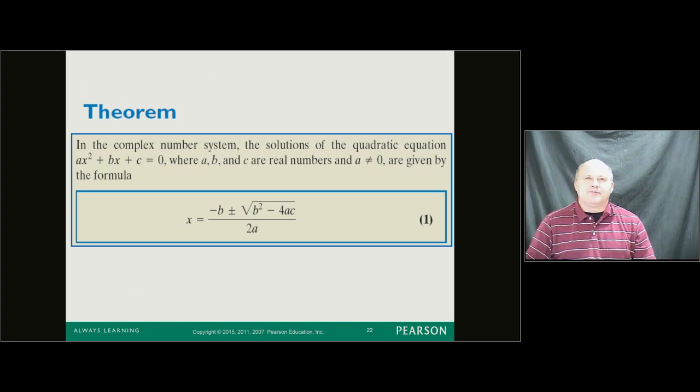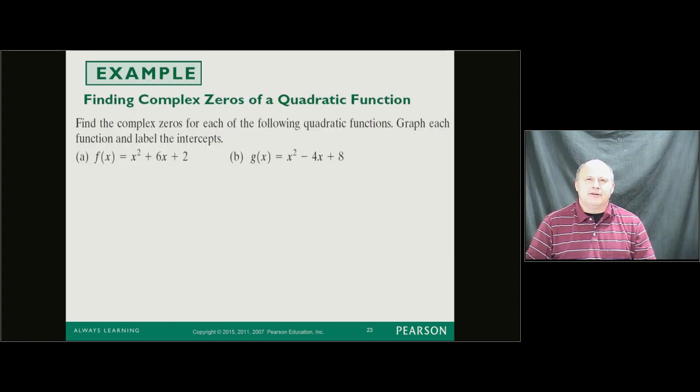Now, again, we've seen this before, the quadratic formula. In the complex number system, the solutions of the quadratic equation, ax squared plus bx plus c equals 0, where a, b, and c are real numbers and a does not equal 0, are given by this formula. So that's not new. But when that number inside the radical, the discriminant b squared minus 4ac, is negative, the solutions are going to be complex. And so in this example, we're going to find the complex zeros for each of the quadratic functions and graph them. Well, let's look at the graphs.